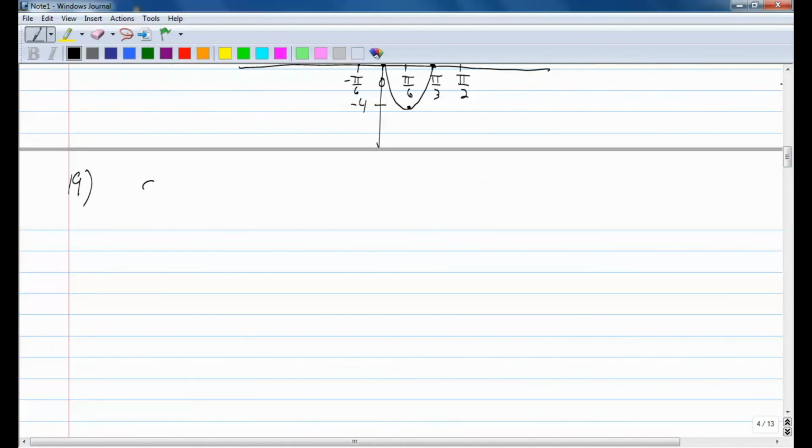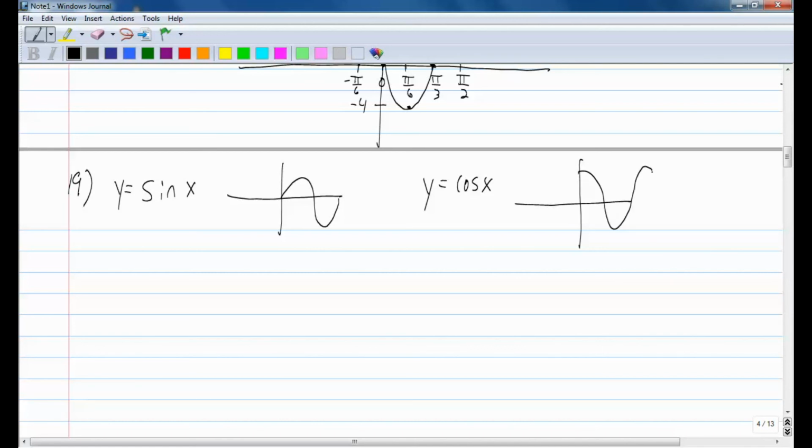So you need to know that the basic shape of y equals sine of x looks like this. The basic shape of y equals cosine of x looks like this. So you can match those 2 graphs up pretty quick. You can see number 1 is C and number 2 is A.